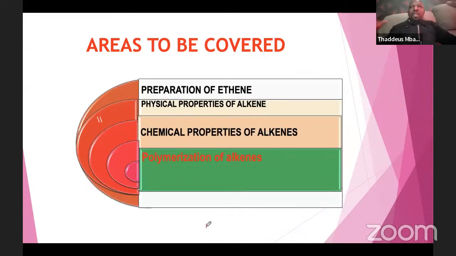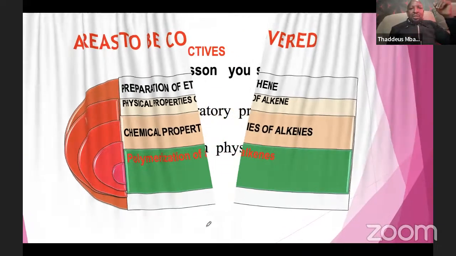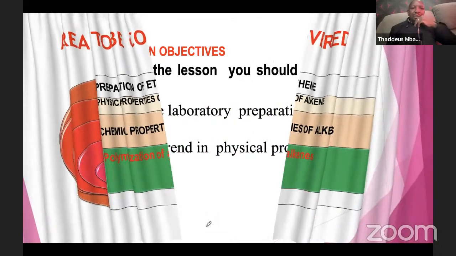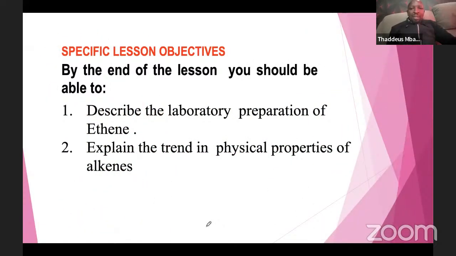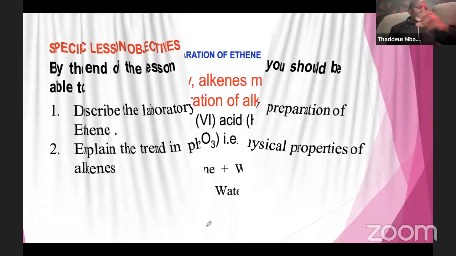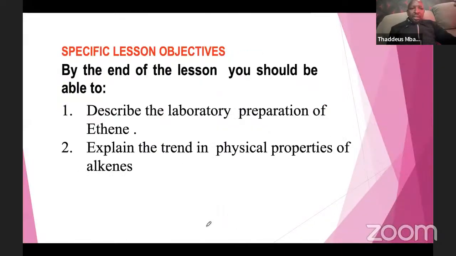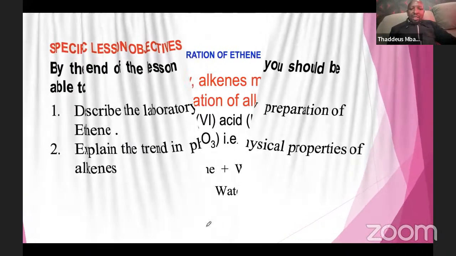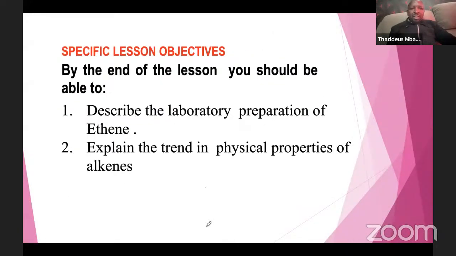Most of the questions on organic will always be originating from alkenes as the central point. So it is important for you to be able to understand. Then we'll be looking at something like polymerization. By the end of the lesson, you should be able to prepare. Of course, I've prepared several lessons; it depends on the time factor. By the end of the lesson, you should be able to describe the preparation of alkenes.